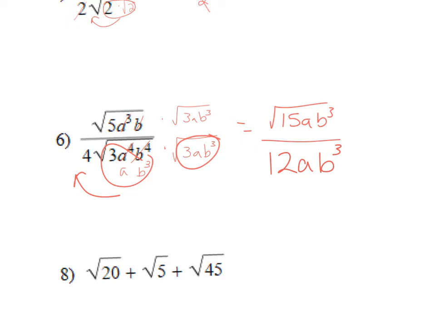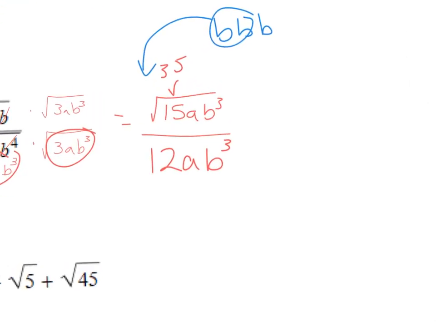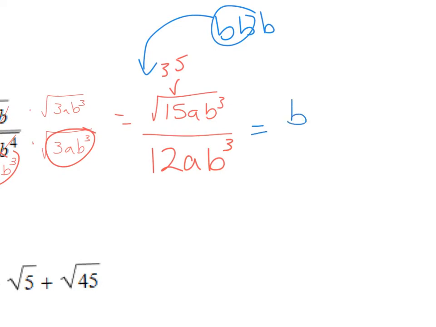Okay, now 15 will go to 3 and 5, but nothing will pair up and move out. The A right here, nothing will pair up and move out, but B to the 3rd, I do need to go ahead and look at, okay, B to the 3rd, I would have one pair that moved to the outside. So on the outside here, I have a B. On the inside, I have a 15, A, and a B left. And on the bottom, I have 12, A, B to the 3rd.